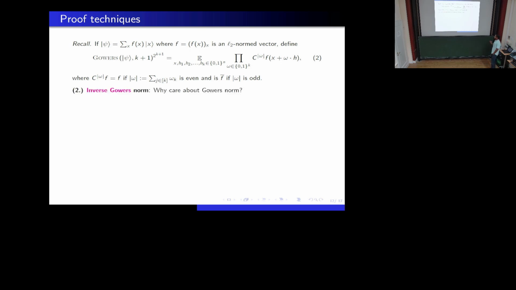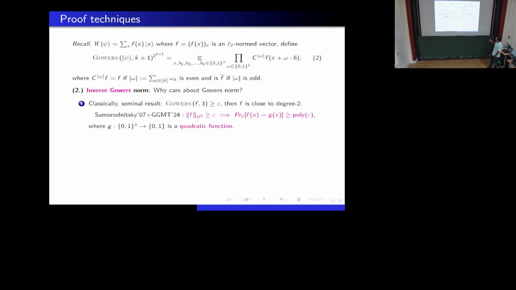Classically, there's something called the inverse Gowers theorem, which is extremely good. It says the following. If the Gowers norm of a function is at least epsilon, then f is actually close to a degree 2 function. This was the seminal work of Srinivasan back in 2007, and then finally he relied on a conjecture that was recently solved by Gowers, Green, Manners, and Terence Tao, which says that if your U3 norm of f is at least epsilon, then f and g agree on an epsilon fraction of the inputs. So if the U3 norm is large, then f is close to a quadratic function.